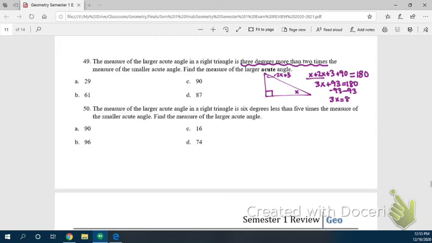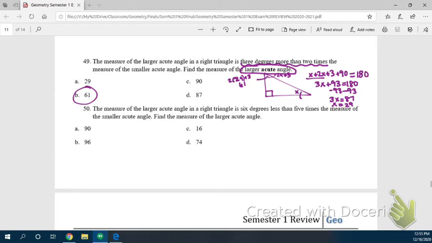Let's see, subtract 93, 87, divide, you get 29. X equals 29. They're asking for the larger angle. So 29 might be an answer, but that's this angle. Let's check to see what the other angle is by plugging in 2x plus 3, which is going to be 2 times 29 plus 3. 2 times 29 plus 3 will end up being 61. So the larger acute angle is 61.